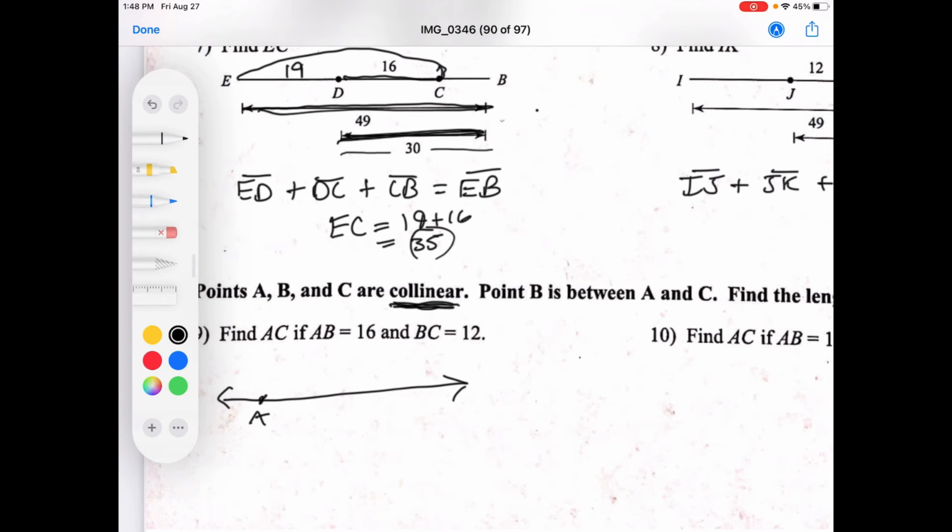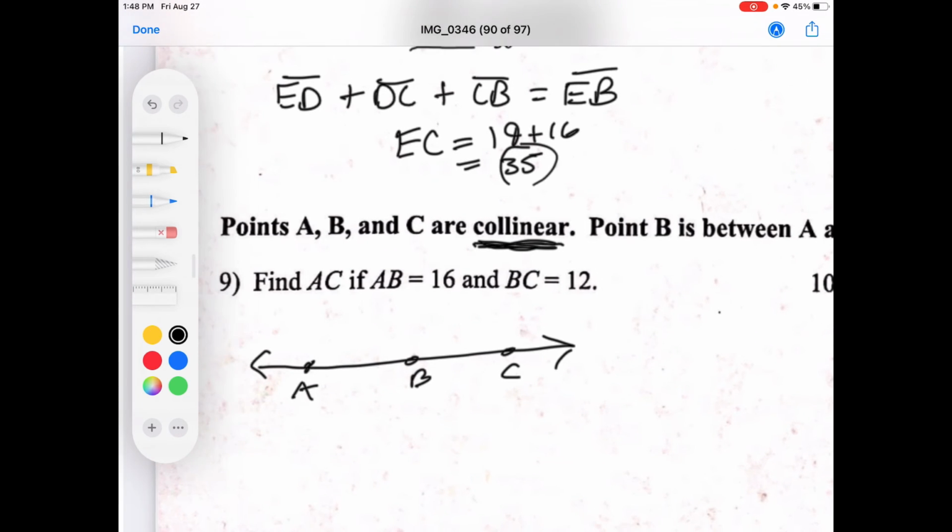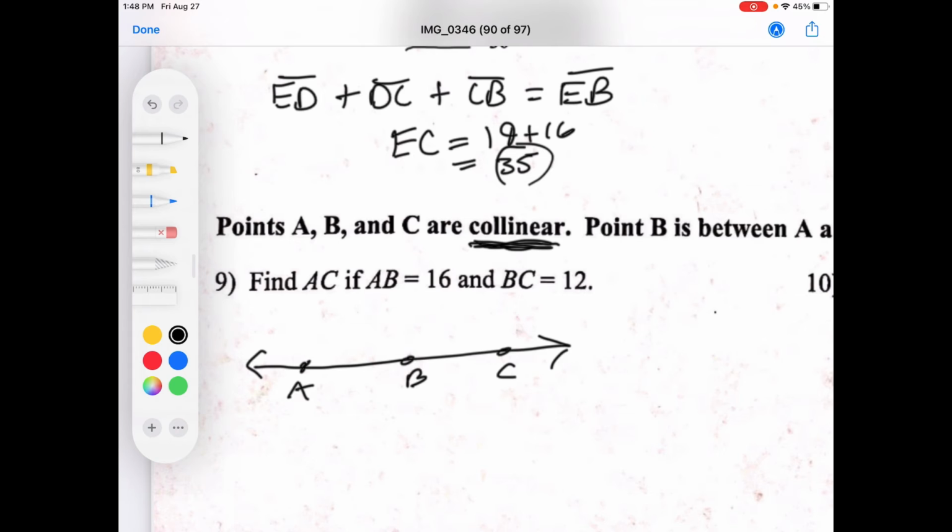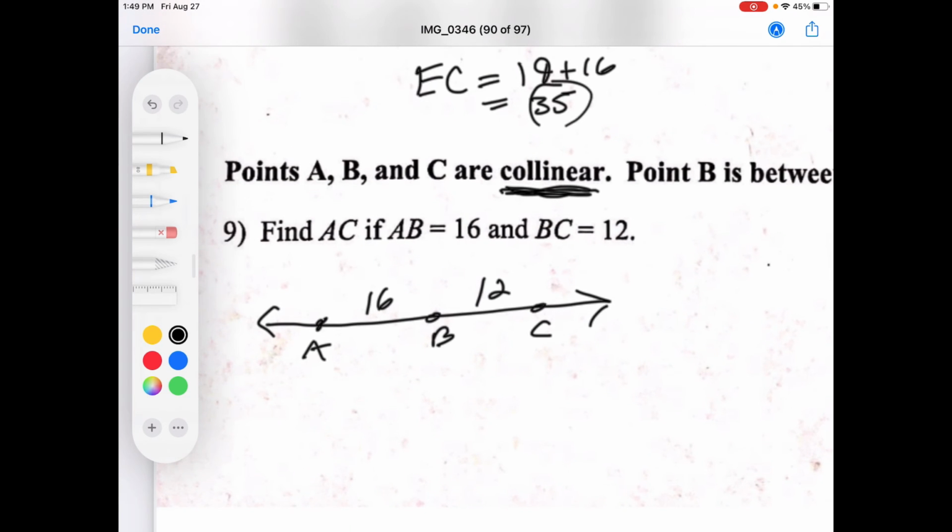Points A, B, C. B is between A and C, so it tells us AB is 16. BC is 12. Find AC. Well, remember our postulate is AB plus BC equals AC. AB is 16, BC is 12. What would AC equal? 28.